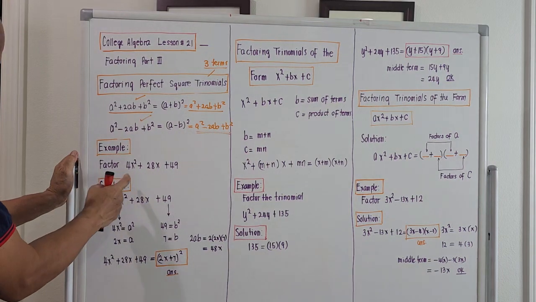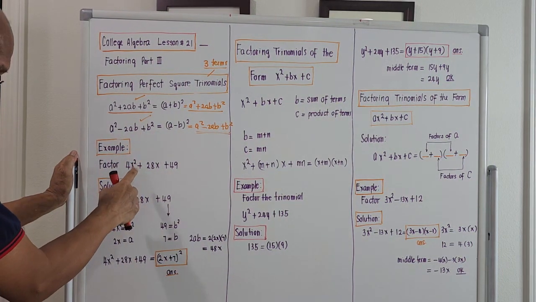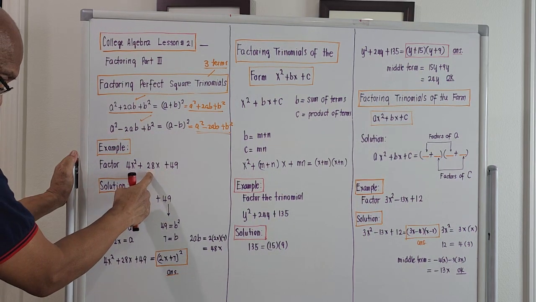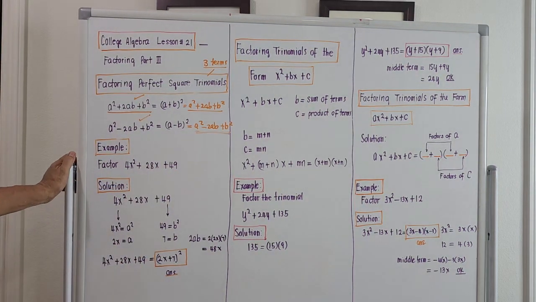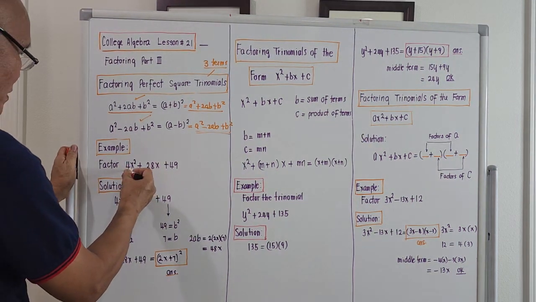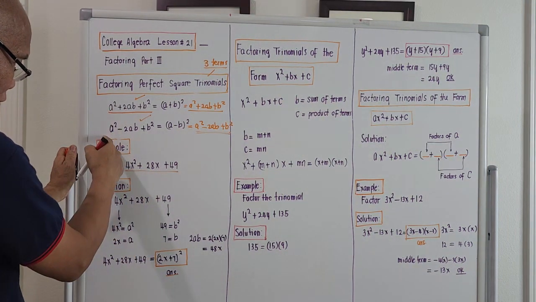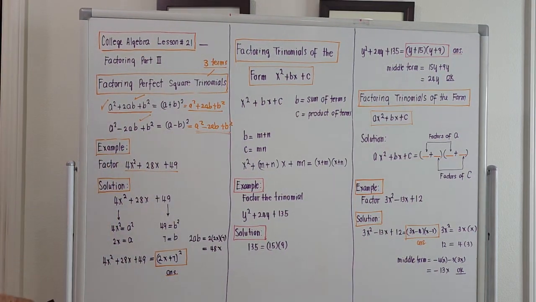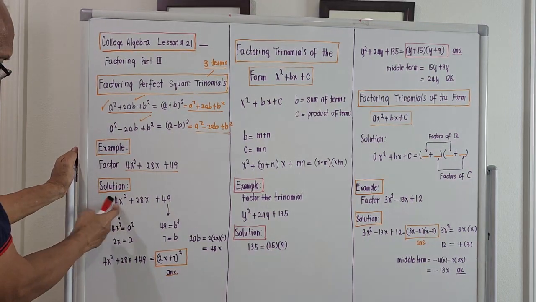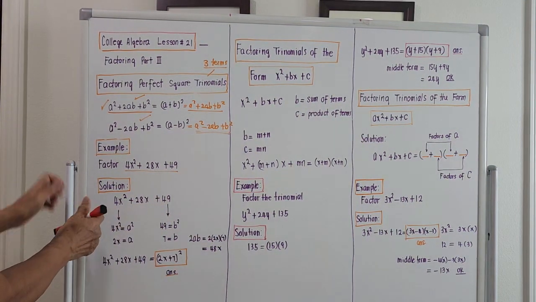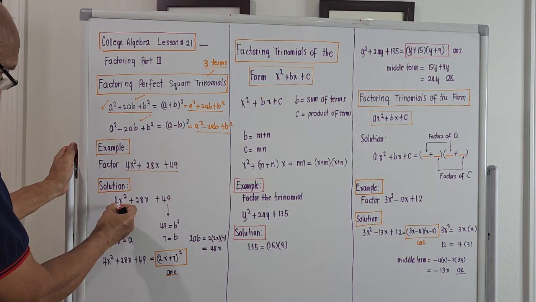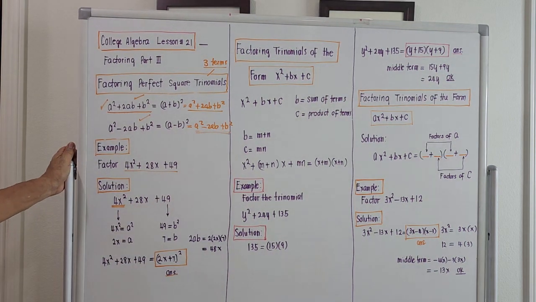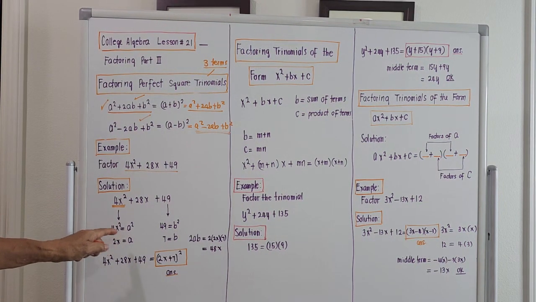Factor the given perfect square trinomial: 4x squared plus 20x plus 49. If we compare this one here with the given two forms, these are all plus, so it falls under number 1. So 4x squared plus 20x plus 49. For this 4x squared, it seems this is our a squared. So we compare this one to this. 4x squared is actually a squared.